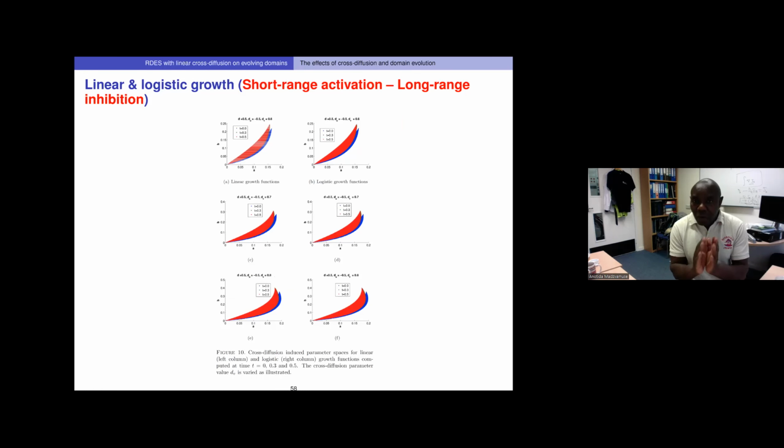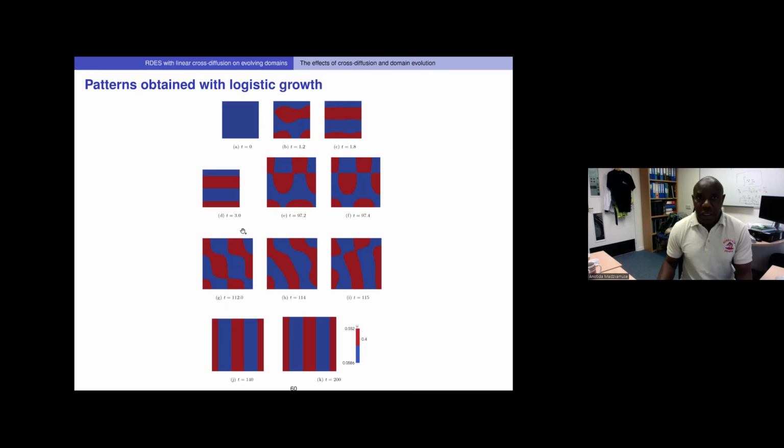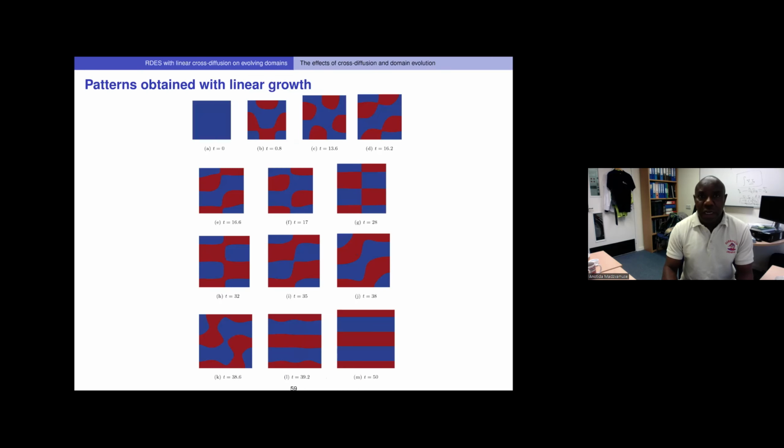These spaces are only induced by cross diffusion. If I take out cross diffusion, they don't exist, even in the presence of domain growth. So it's important, really. I was going to comment here that if you look at the initial frame, there's no patterning. Patterning only starts to emerge later on as the domain grows. And so I had both for linear and logistic.